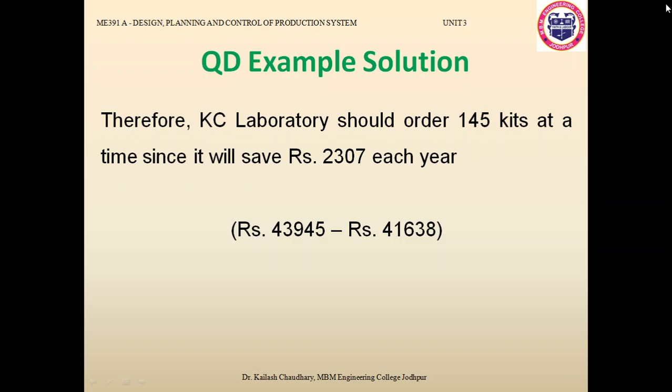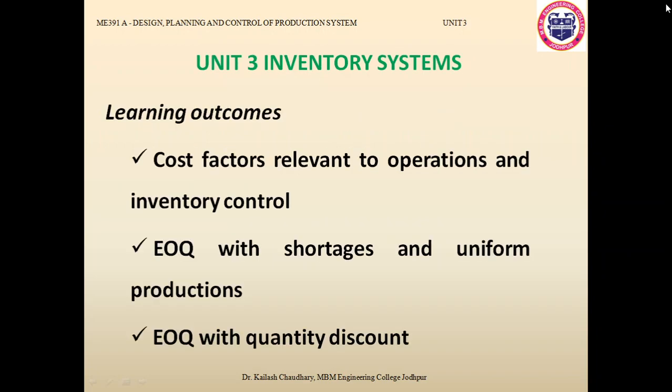So we can compare similarly the various costs available in the question. Then you can decide how much quantity you should order to get the maximum benefit, the maximum saving in your ordering. So in this lecture we have discussed the various costs for operation and inventory control, the basic EOQ model with uniform production, and also the EOQ model with quantity discount. So in this way we are now at the end of unit 3. In the next lecture we will be covering the rest of the units of this subject.